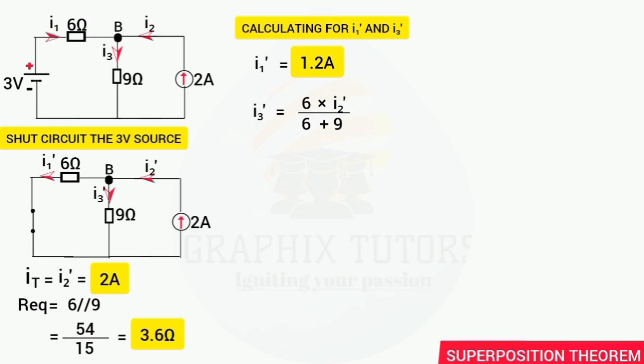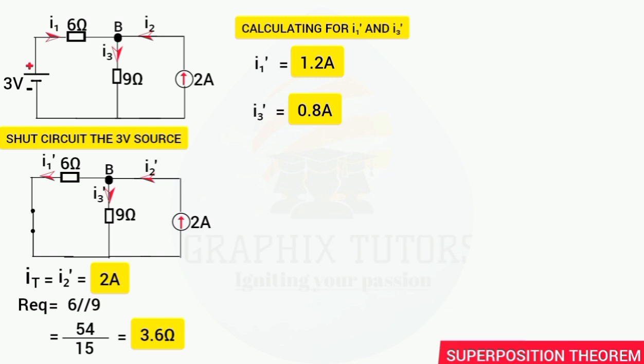I2 prime. All together. So if you start putting your values now, your I3 prime will give us 6 times 2, that is my I2 prime, all over 6 plus 9. And 6 times 2 will give us 12, all over 6 plus 9 will give us what? 15. So my I3 prime will now be equal to, if you divide 12 by 15, you'll have 0.8 ampere. So my I3 prime is given as what? 0.8 ampere. So we are done with that.